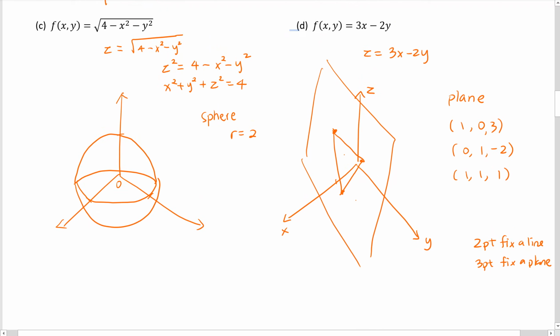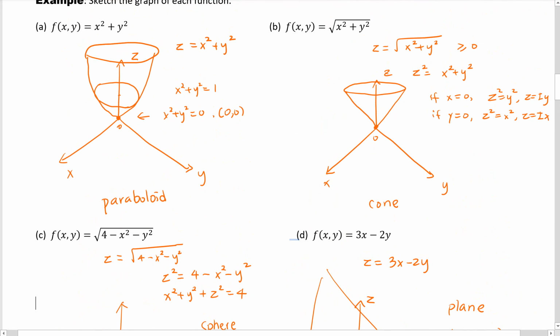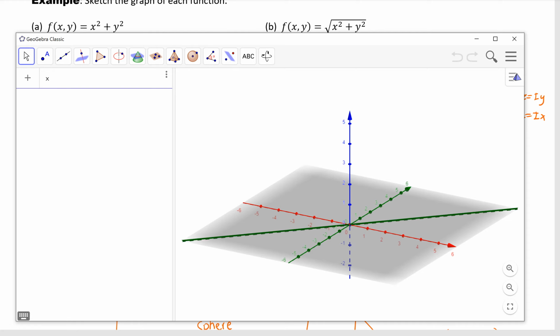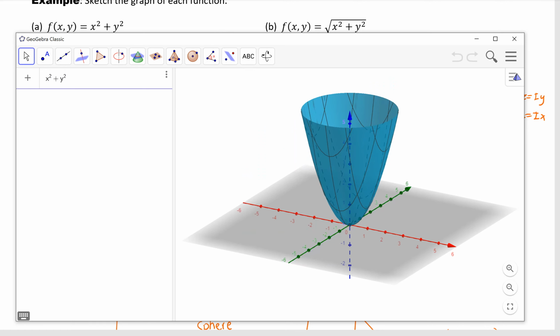How about we use GeoGebra to plot these, okay? So let's check, where's my GeoGebra? Okay, let me open it. So let's plot those surfaces in our GeoGebra software to see whether we drew a good graph. Okay, so the first one, if you just type x squared plus y squared, it already assumes it's a function, z equals x squared plus y squared. So you see, we get a paraboloid.